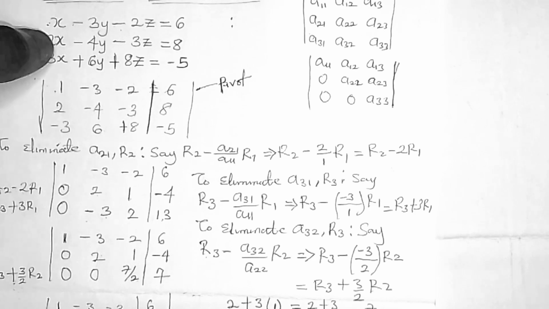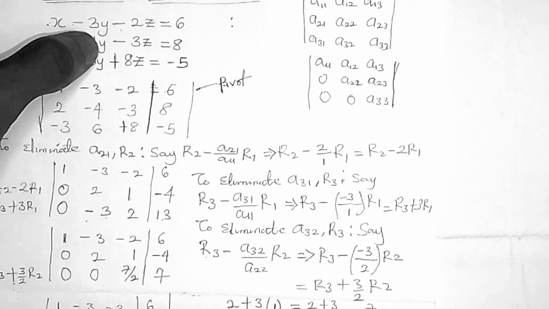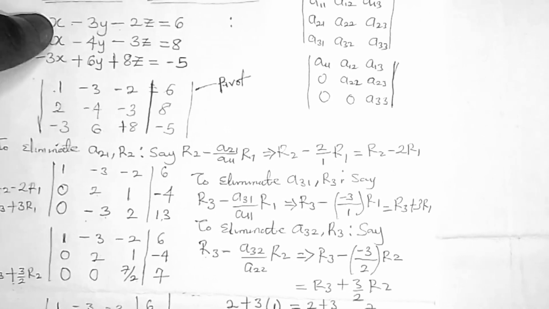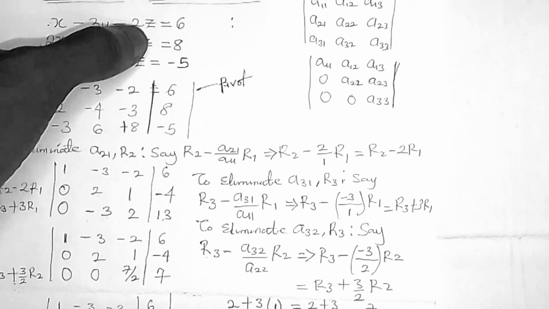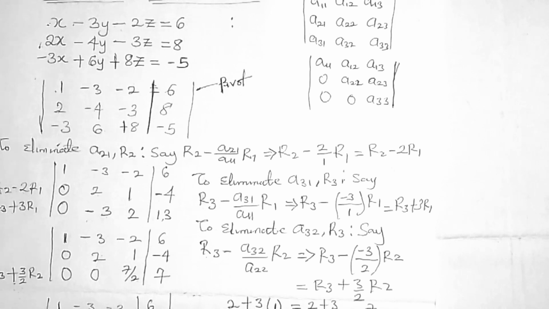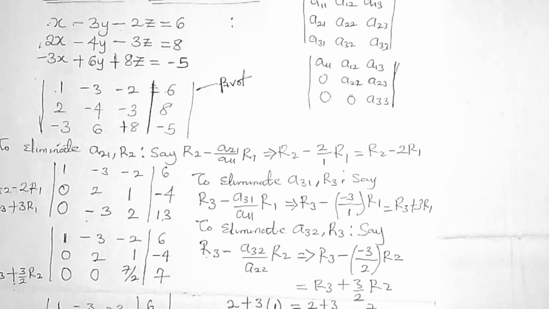X is what? 1. 2 times 1, 2. 4 times minus 3. That will give you minus 12. 2 plus 12 now is 14. 3 times 2, 6. 14 minus 6, 8. Can you see that now? So if you put your value into the equation you have, you should get what you have on the other side. So don't forget, the first thing is your pivot remains the same.